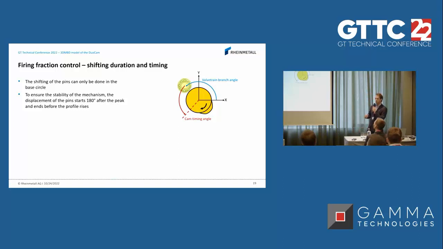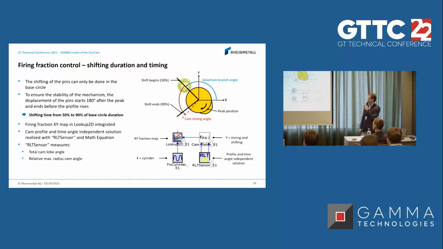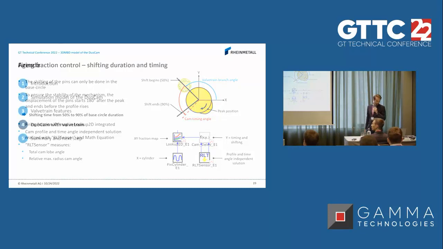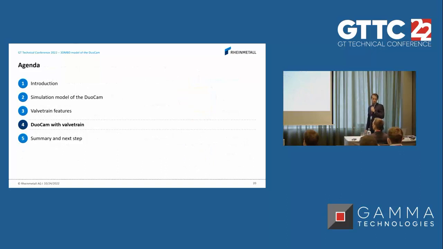Since the shifting process can only be done on the base circle, we implemented the following solution here. The shifting process starts opposite the peak position, so 100 degrees later, and ends just before the profile rises again. The firing fraction table is indicated here in the lookup table, and everything is controlled by a math equation. There is also an RLT sensor integrated for a better overview. In the next chapter, I would like to present the full model and also some results.